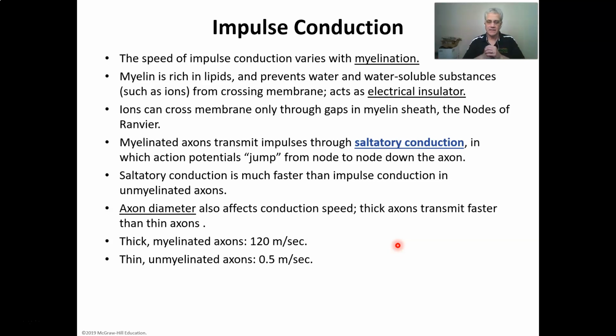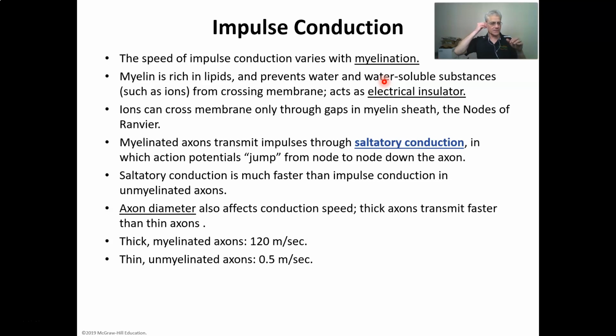Okay. Now, the speed with which that action potential can go down an axon can be influenced by a variety of conditions. The first one is myelination. If you myelinate a neuron, it will propagate a signal faster than an unmyelinated neuron. Just accept that as fact.